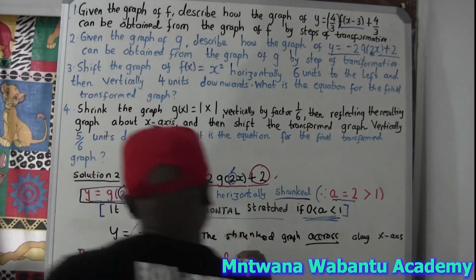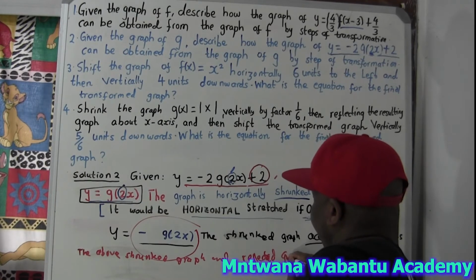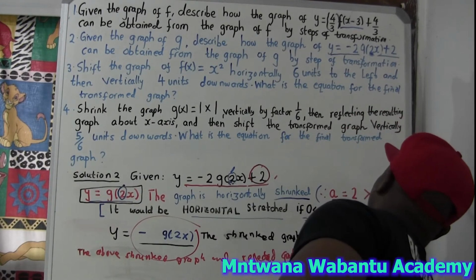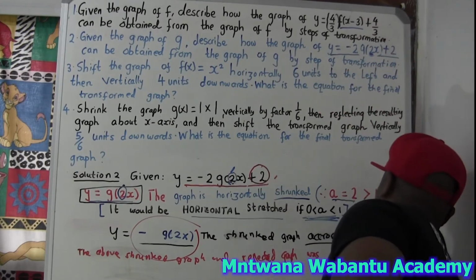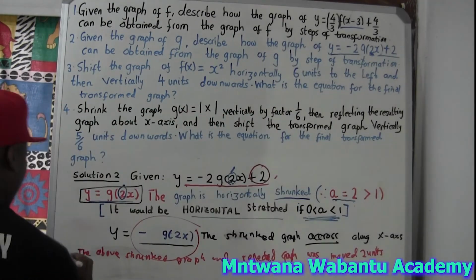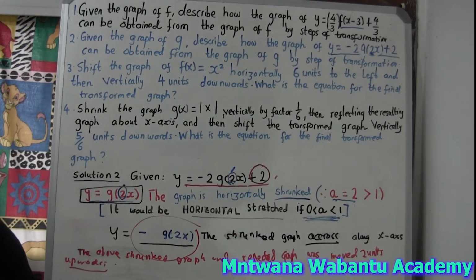The above shrunken graph and the reflected graph was moved. How many units? 2 units upward. You know what I'm saying? Upward. So we're done, man. So that's how you do it.